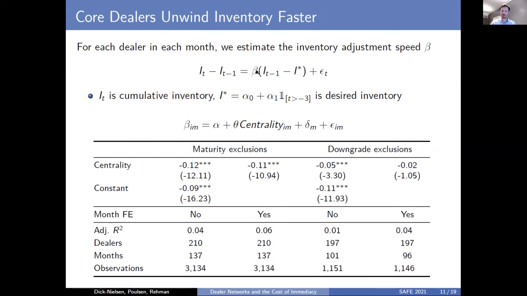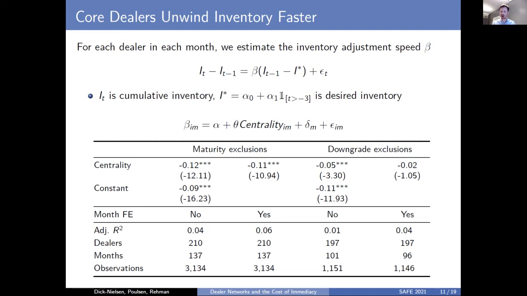So a more negative value of beta here implies that the dealer is adjusting his inventory towards the target at a faster rate. We then take these estimated betas and regress them on centrality, and then we find a negative coefficient estimate. So this means that core dealers are unwinding their inventories faster compared to peripheral dealers after exclusion. So now that I've shown you that core dealers provide more immediacy than peripheral dealers, and core dealers unwind their inventories faster than peripheral dealers, core dealers have a comparative advantage in managing inventory risk.